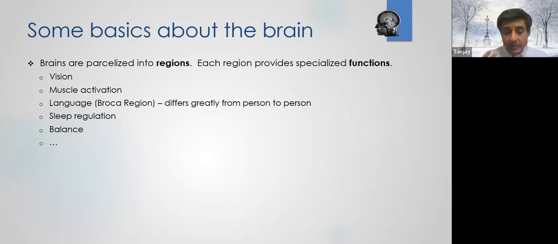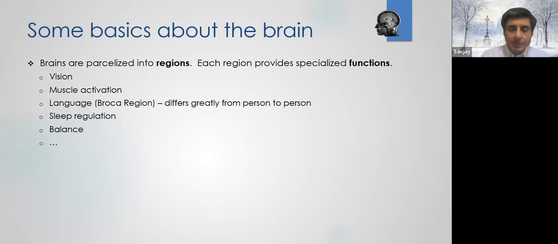The part of the brain that most people aren't familiar with, or don't think about when they think of the brain, is the cerebellum. That's responsible for a lot of our balancing and our body position and things like that. So there are many, many regions within primate and human brains, as well as most mammalian brains.